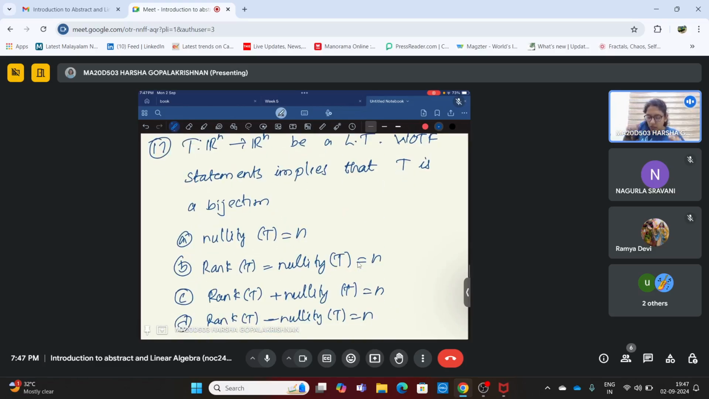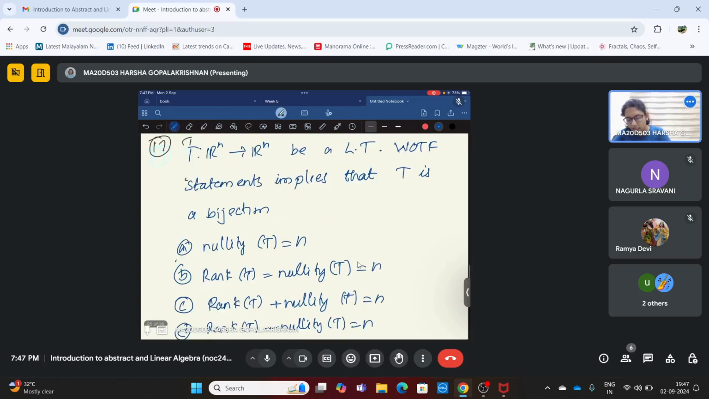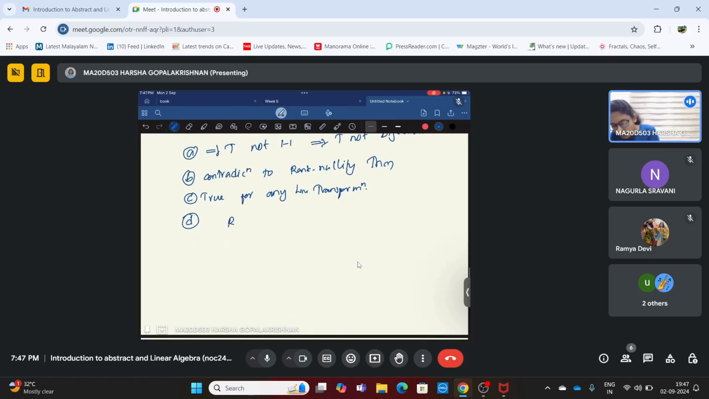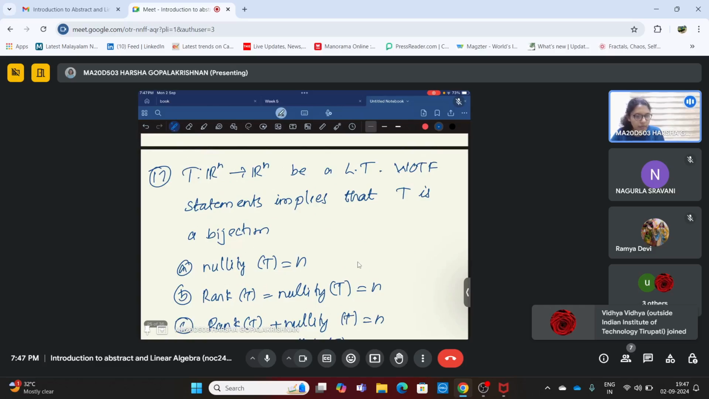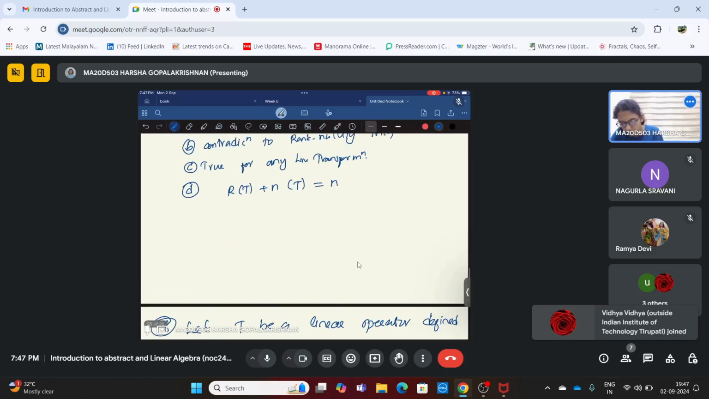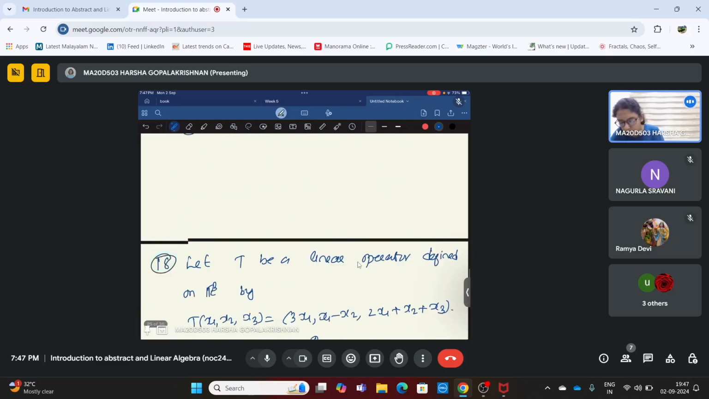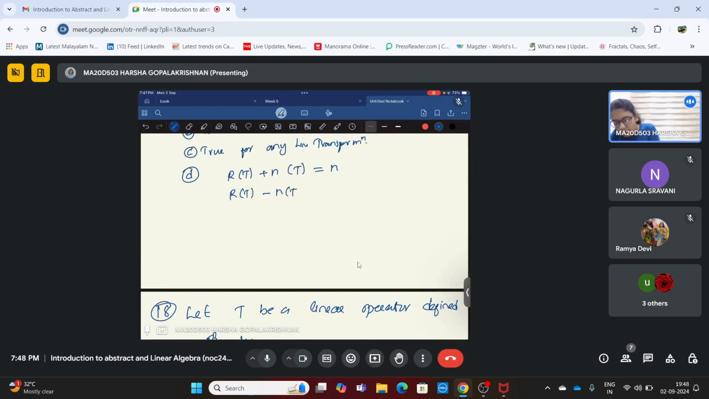So what we want to prove is, using D, we should prove T is a bijection. Now, T is a linear transformation, so obviously it satisfies rank of T plus nullity of T equals n, since Rn is the space. Again, the given condition D is rank of T minus nullity of T equals n. So if we add these two, what will we get? 2 rank of T equals 2n, which implies rank of T equals n. So rank of T equals n means what? The dimension of range is n.